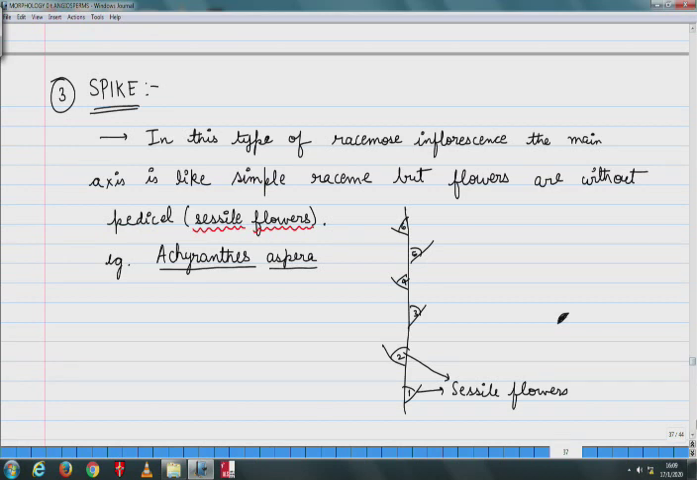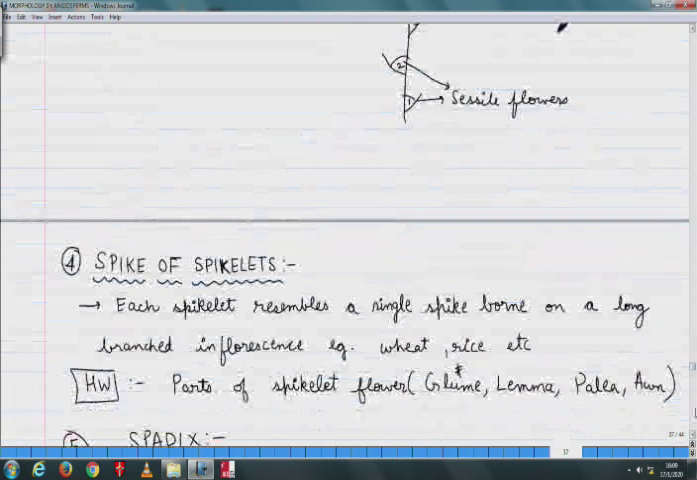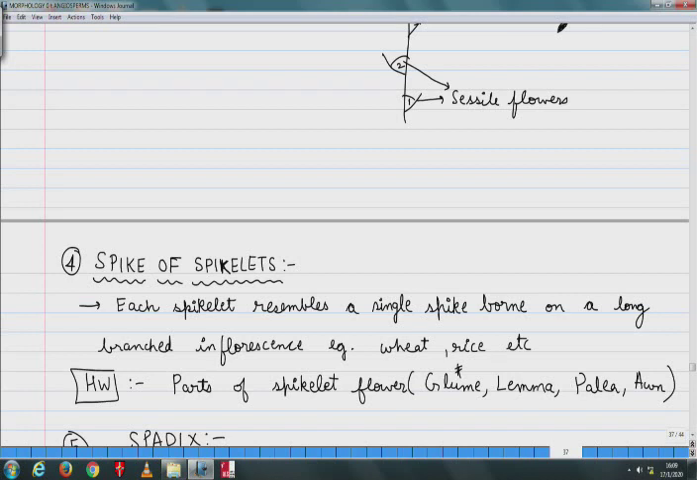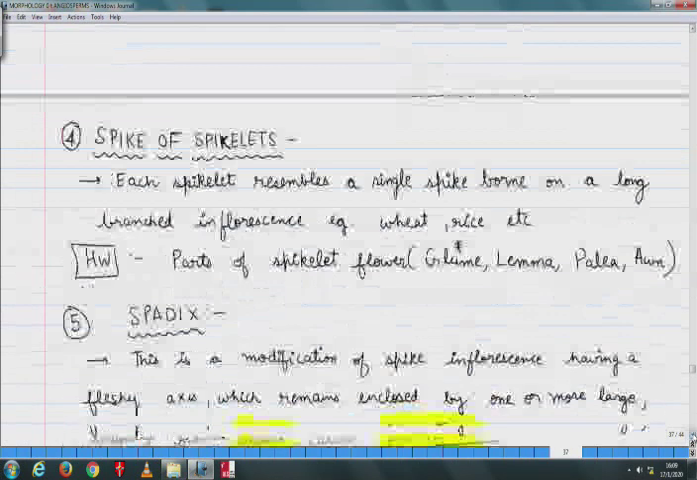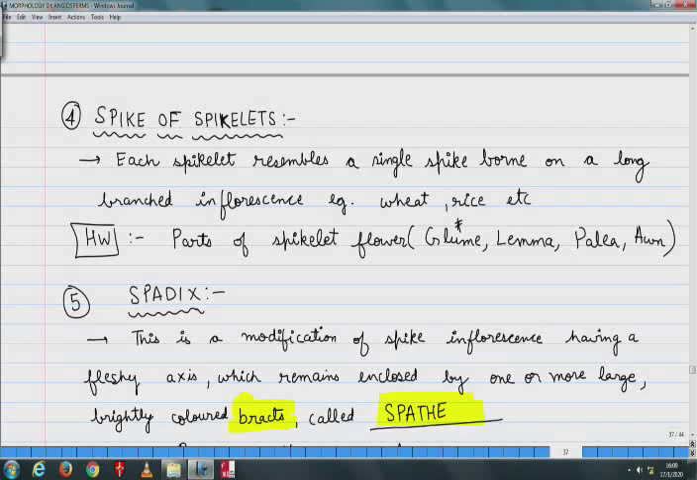All right. Continuing, there is a spike of spikelet inflorescence in which each spikelet resembles a single spike which is borne on a long branched inflorescence axis. So this is branched spike inflorescence. It is called a branched spike. Example is wheat. Wheat shows spike of spikelet, and rice also shows this example.